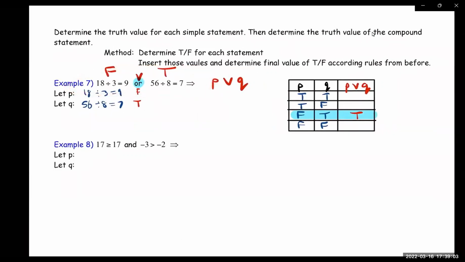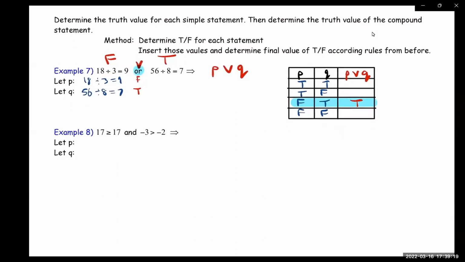If someone were to say to you, 18 divided by 3 is equal to 9, or 56 divided by 8 is equal to 7, and they asked you to determine whether that was a true or false statement, you would say true. That's a true statement. Okay. So that's the way it kind of works. It's a little bit strange, but the word or means only one of them has to be true. And this one is true. So therefore, overall, the statement is true.